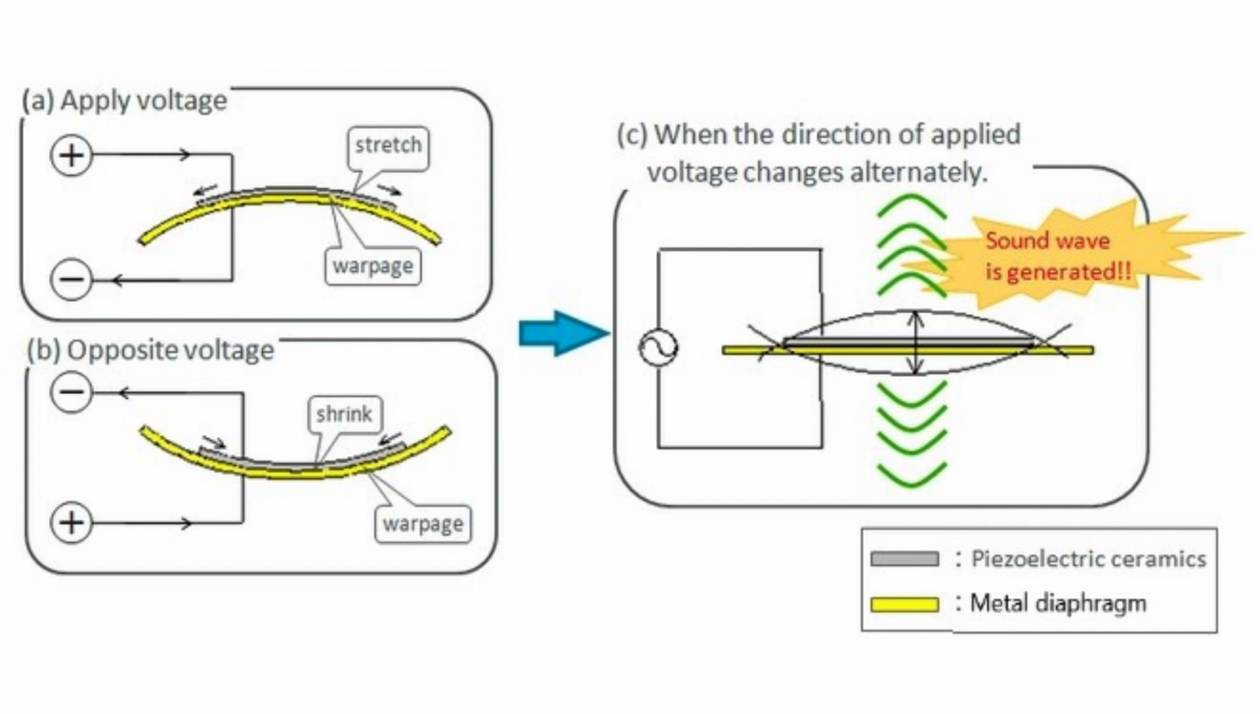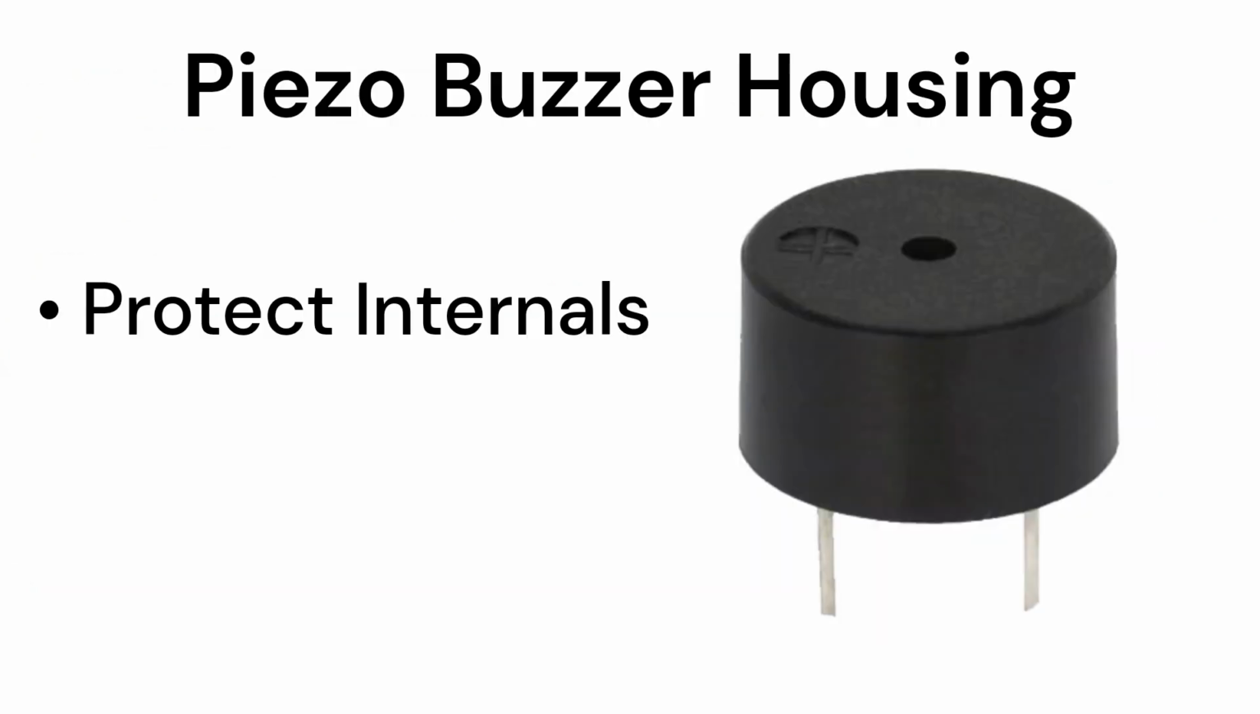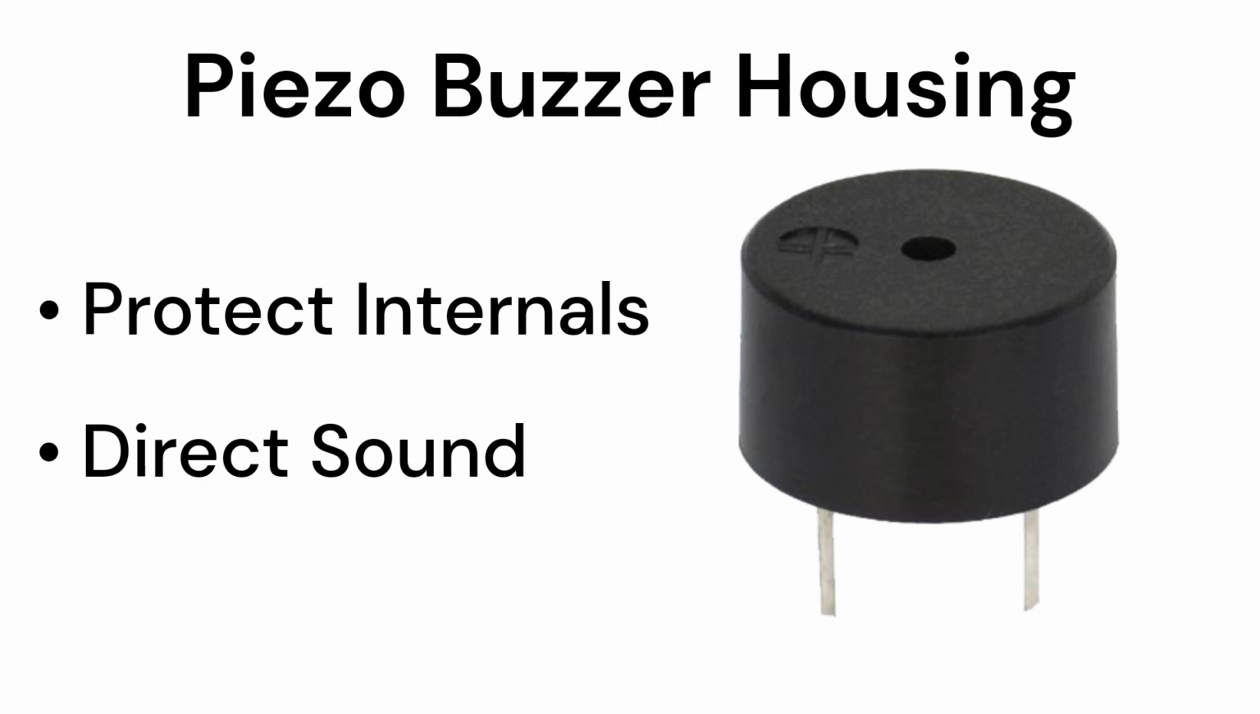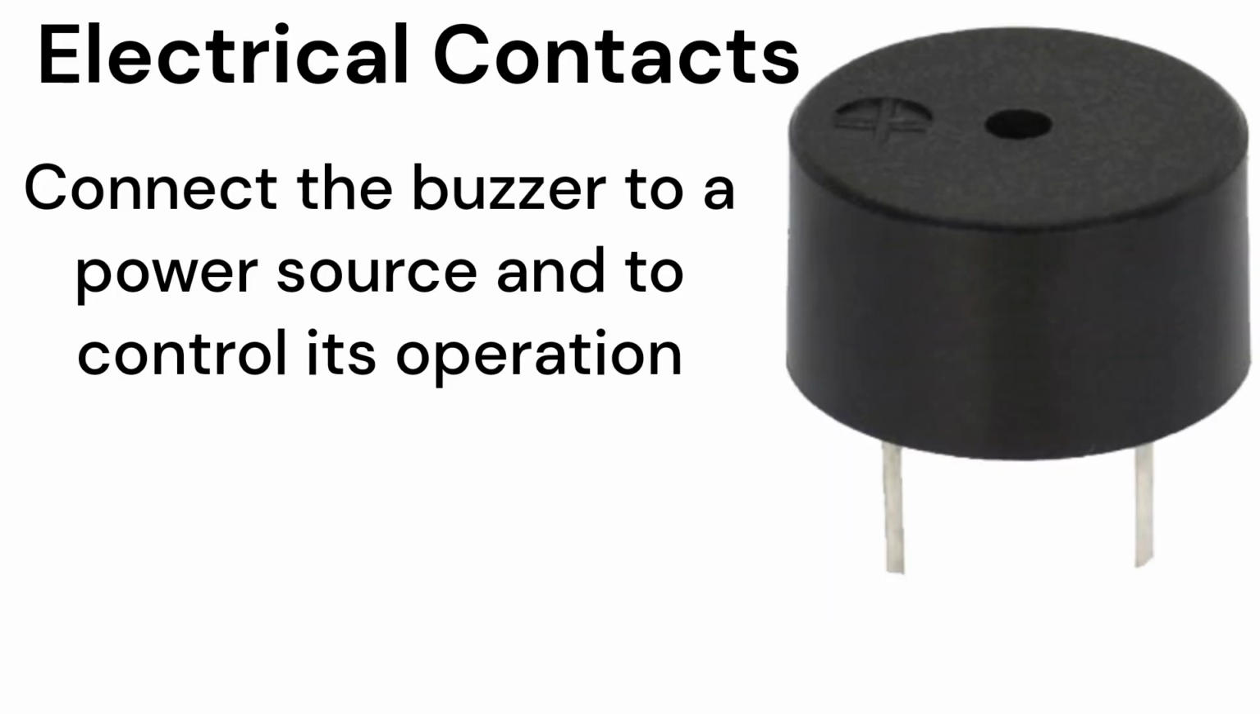The diaphragm is usually made of thin metal and is designed to resonate at a specific frequency to produce the desired sound. The case or housing of the buzzer serves to protect the internal components and direct the sound produced by the diaphragm. The housing may be made of plastic, metal, or other materials. Electrical contacts are used to connect the buzzer to a power source and to control its operation. The contacts may be simple wire leads or may be mounted on a circuit board.